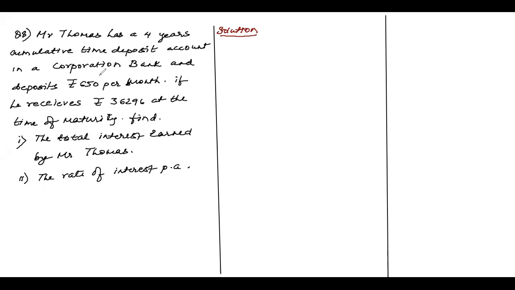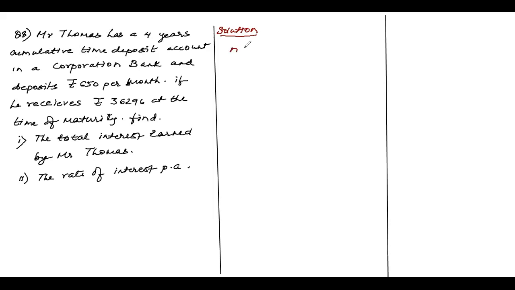And he deposits rupees 650 per month. If he receives rupees 36,296 at the time of maturity, find the total interest earned and the rate of interest. So when you look at it, children, it's a very simple sum. Let's again see what information is given.